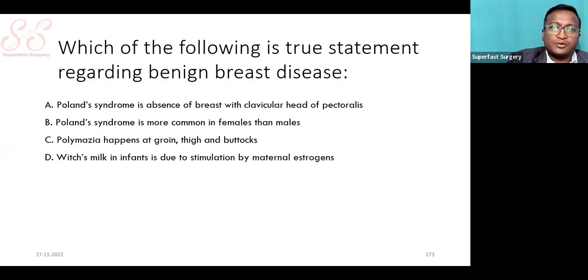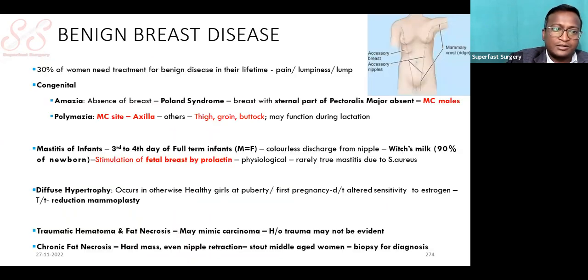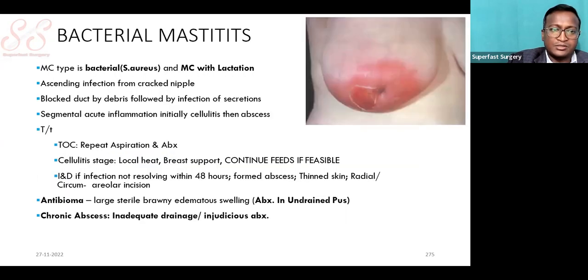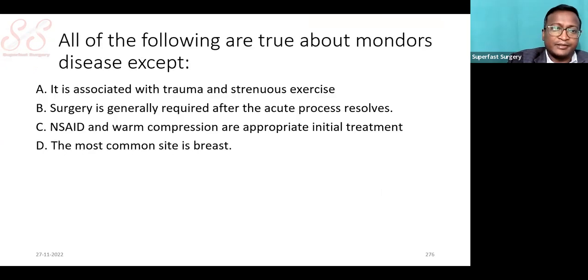Now, which of the following is a true statement regarding benign breast disease? The answer is C: polymastia happens at the groin, thigh and buttocks, which is a true statement because the milk line goes through that. There are several benign breast diseases: the congenital ones, mastitis of infants, diffuse hypertrophy, traumatic hematoma and chronic fat necrosis. This is bacterial mastitis, and we have antibiotics as the main modality of treatment.